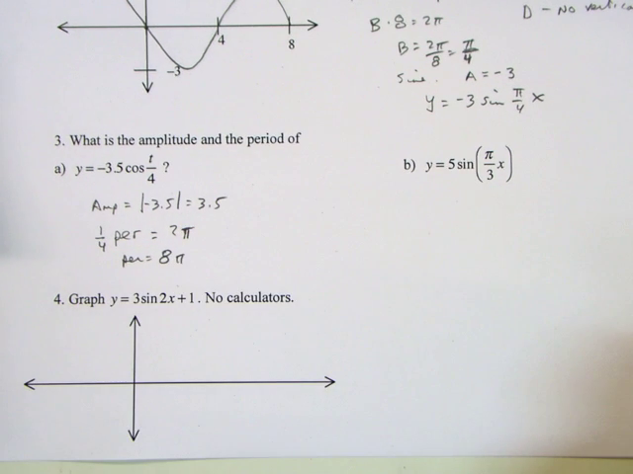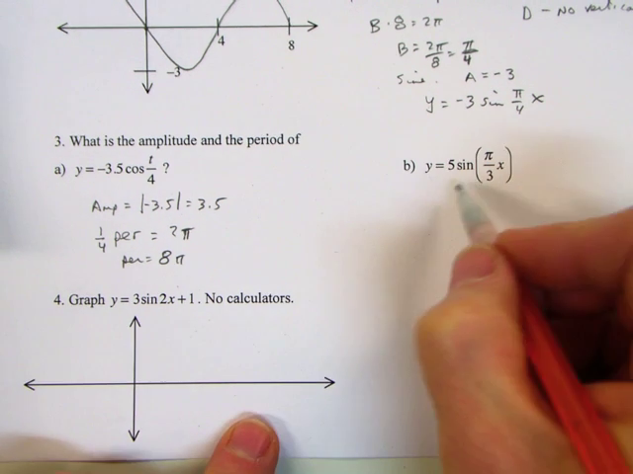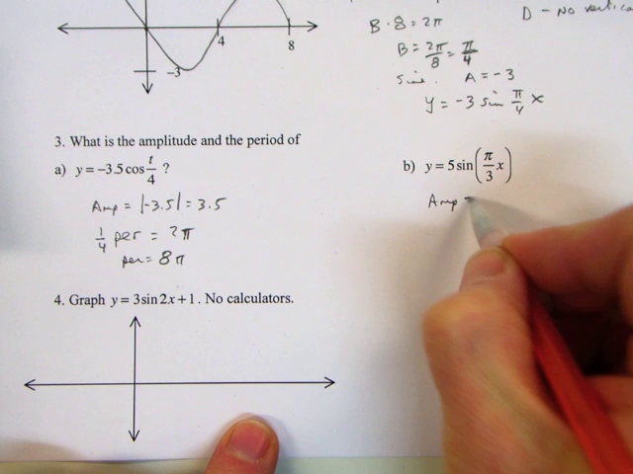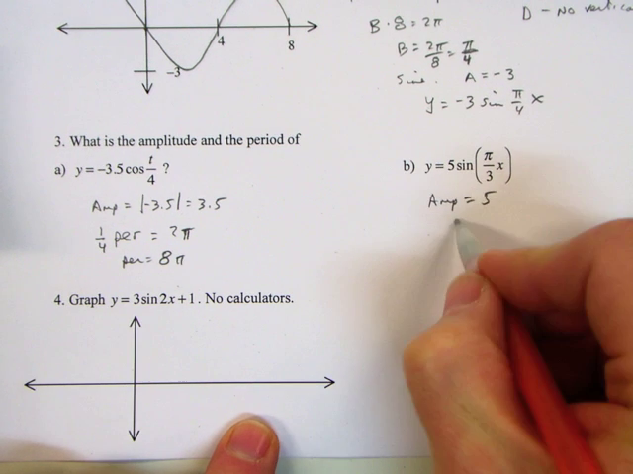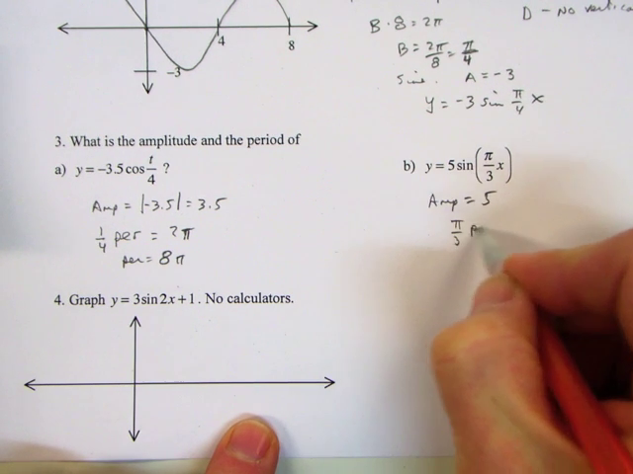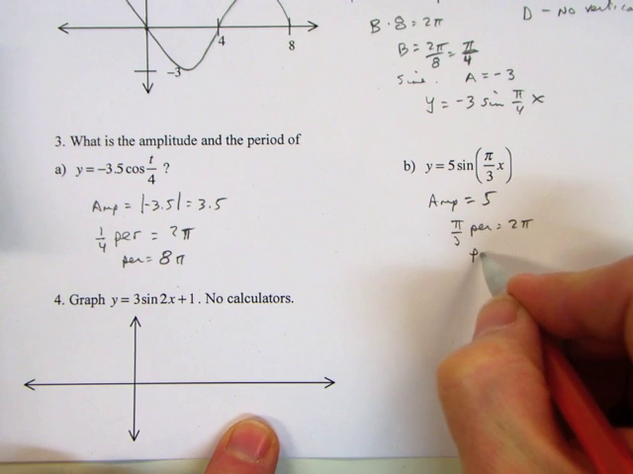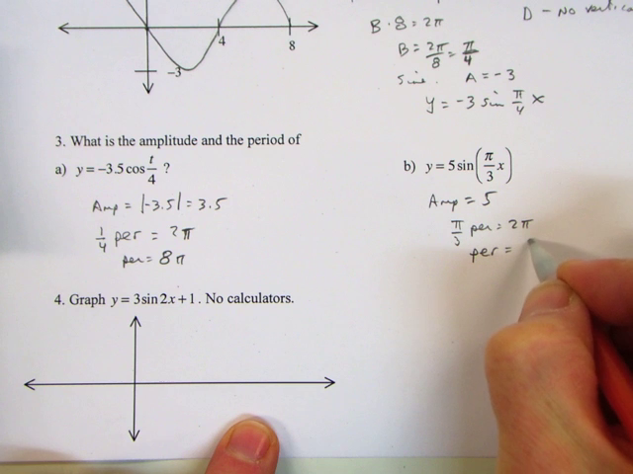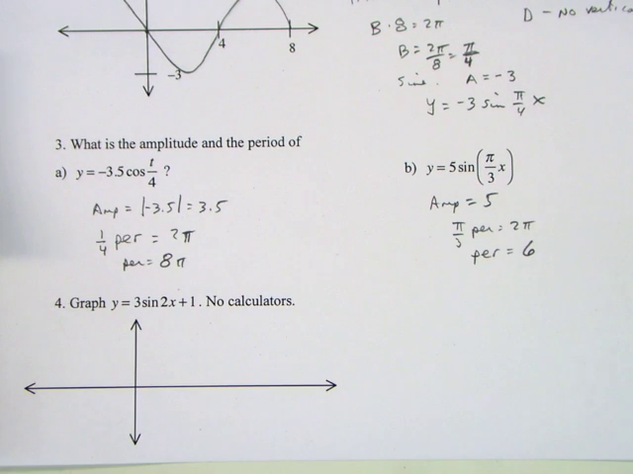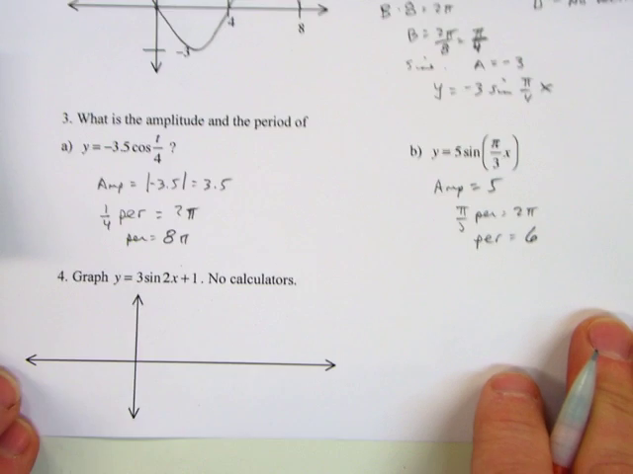And let's take a look at one more of these. We'll say the amplitude, here we can see that as 5, and we have pi over 3 times the period equals 2 pi multiplied by 3 over pi, and we get the period in this case is 6. And that's all that one is.